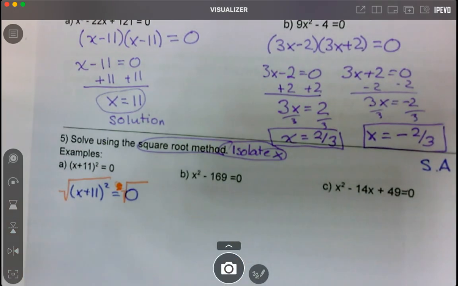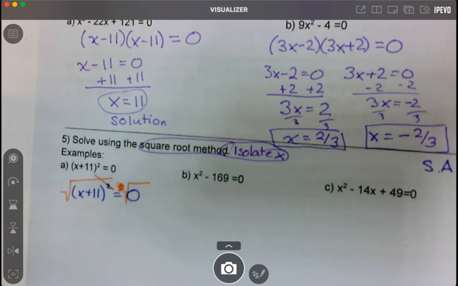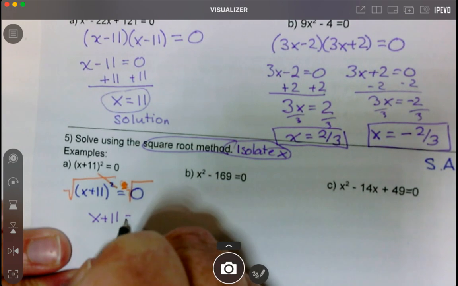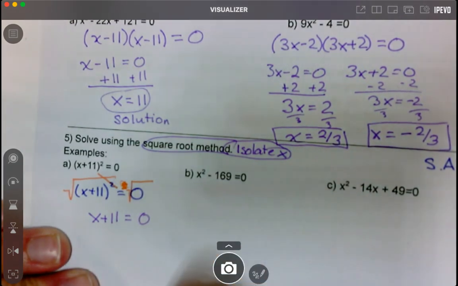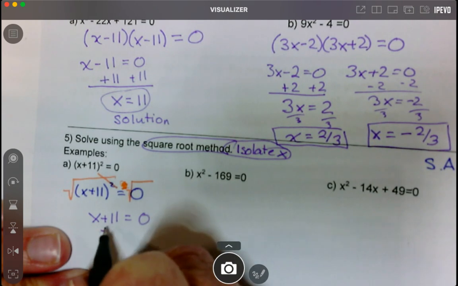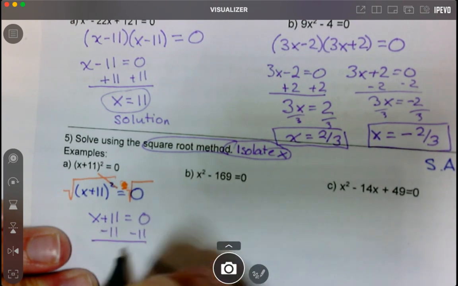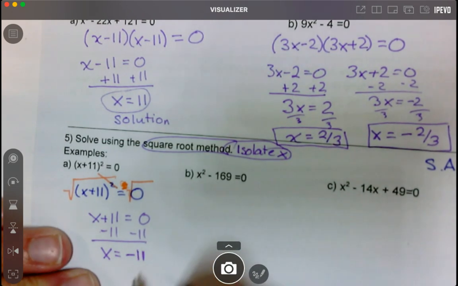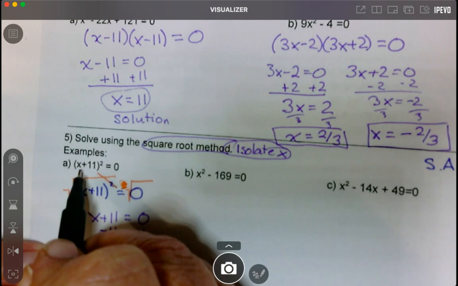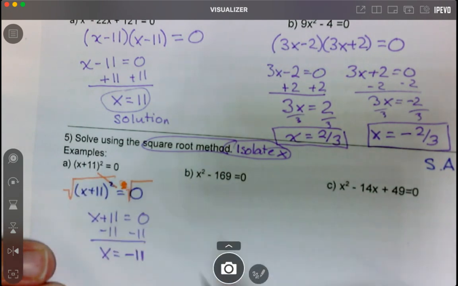Okay, so now when I do this, it crosses off my square. So that's outstanding. That's what I wanted. And I get x plus 11 equals square root of 0 is 0. And now I'm going to finish solving. Minus 11, x equals negative 11. So that means that if I plug in a negative 11 to this equation, I will get 0.